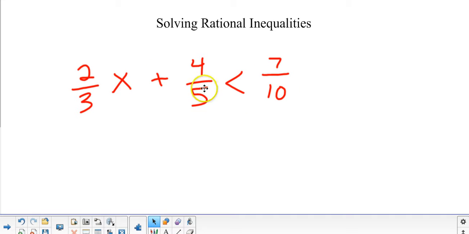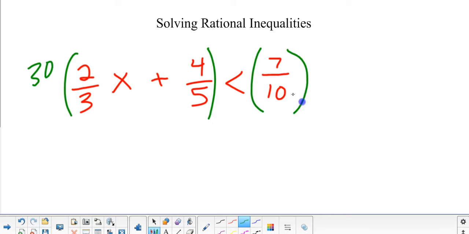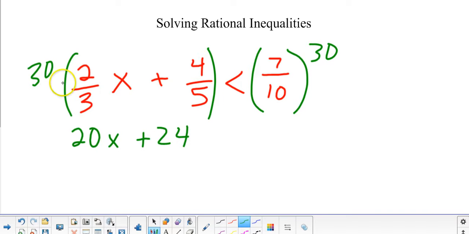You could subtract 4/5 on both sides and get 7/10 minus 8/10 equals negative 1/10. That would be okay. My choice is going to be multiplied through by the LCM of 30 to everything. Again, I'm using those skills from the last chapter and this chapter. Multiply through is going to give me 20x plus 24. Now I multiply by positive 30, so the sign remains a less than, and then 21. And then go ahead and solve this.